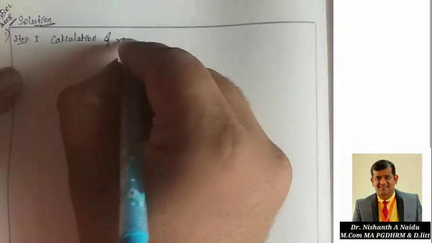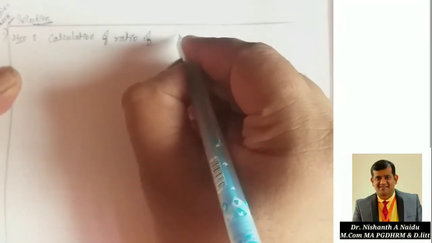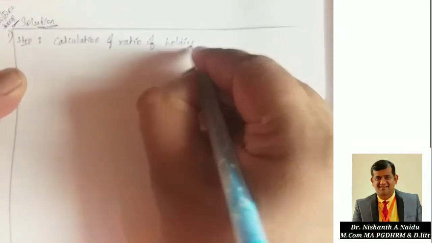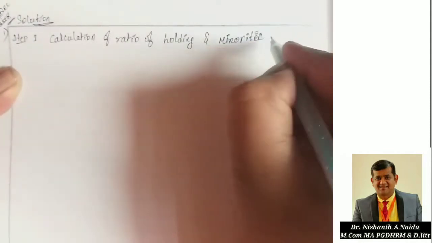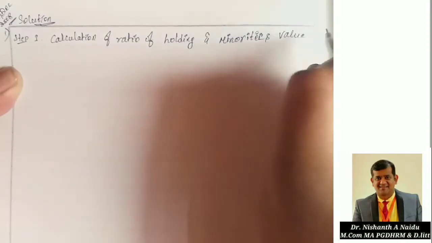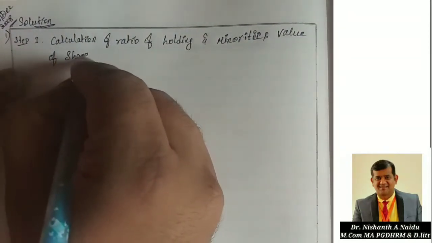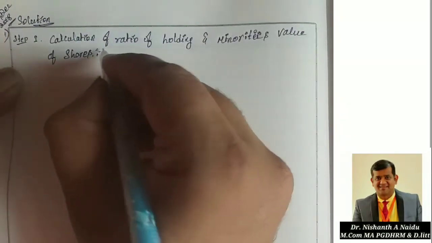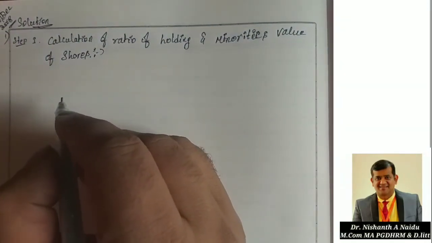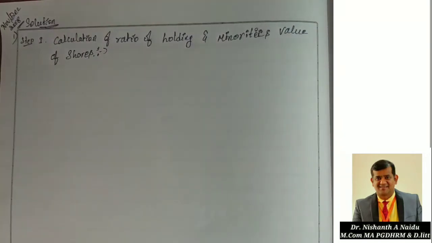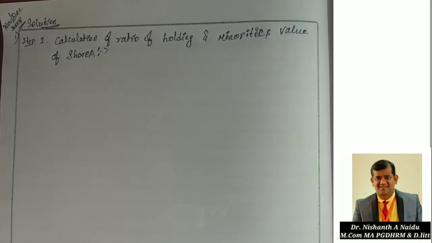calculation of ratio of holding and minorities, value of shares. Now we have to calculate the ratio. To calculate the shares ratio, first we need to know which company has fewer shares, and what is the total number of shares held by the holding company. Now I'll show you in the question paper. Since it is the first problem, I'm showing it here.